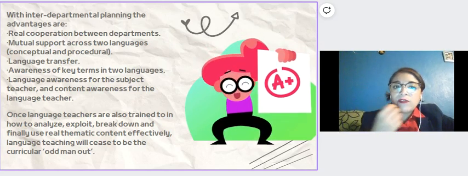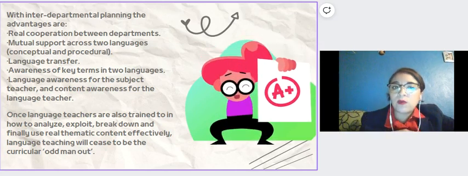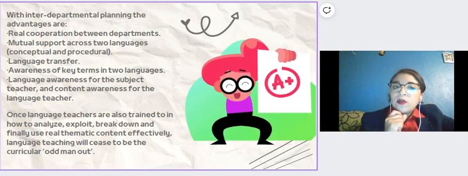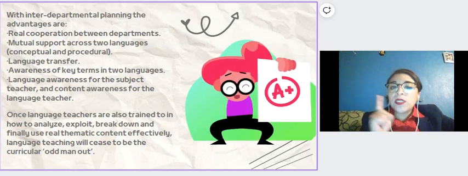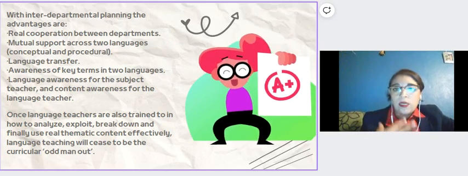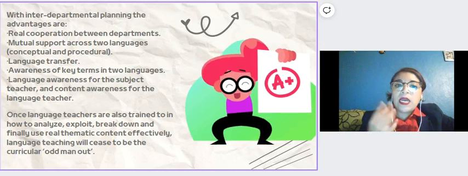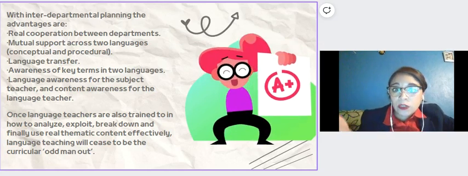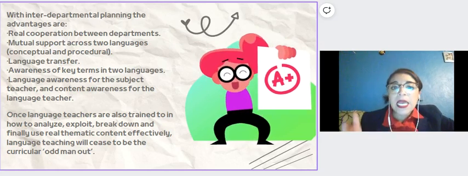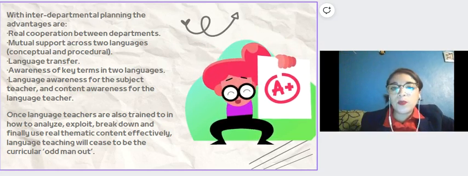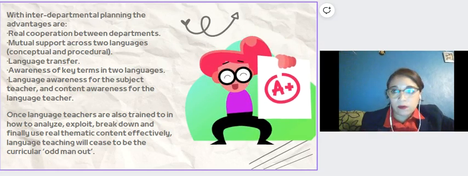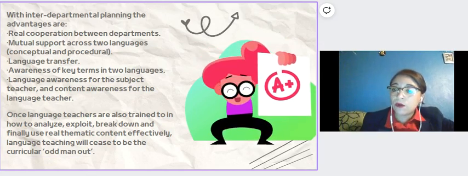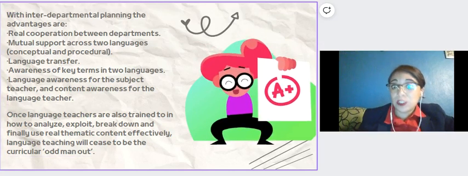We have the language transfer, awareness of key terms in two languages, language awareness for the subject teacher, and content awareness for the language teacher. So once language teachers, us, are also trained in how to analyze, to exploit, to break down, and to finally use real thematic content effectively, language teaching will cease to be the curriculum almanac. So we really need to know how to teach and how to learn this way.